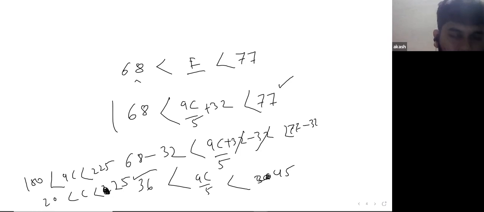Let's do another question. Write down: the longest side of a triangle is 3 times the shortest side, and the third side is 2 centimeters shorter than the longest side. All right.